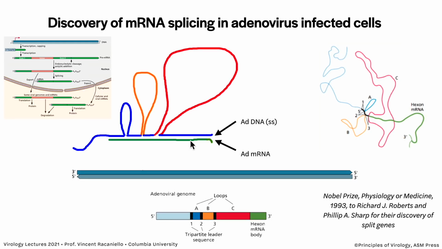So the mRNA is green, and you can see the DNA is blue, and it's hybridizing to the mRNA, but there are big sequences of DNA that are not in the final message. And that's where splicing was discovered, that these are removed from the pre-mRNA, and these two got the Nobel Prize for that. This particular gene, the hexon mRNA body, is right down here, and then A, B, and C, blue, orange, and red, are the loops that are removed. These are the introns that are removed by splicing. So this has since been found in many, many cellular and viral genes, of course, and very well studied.